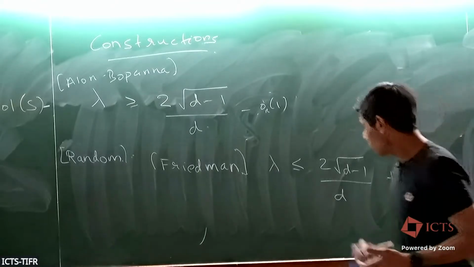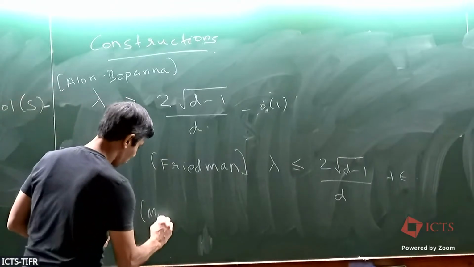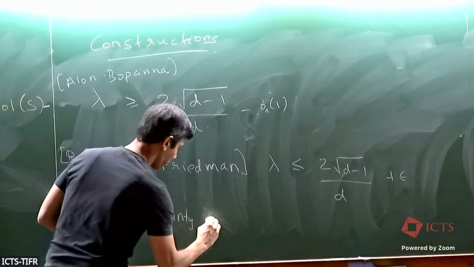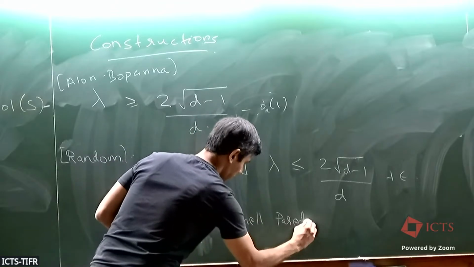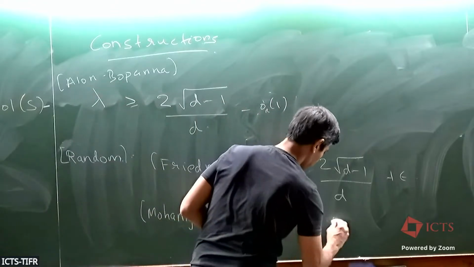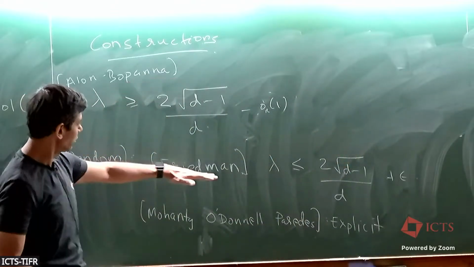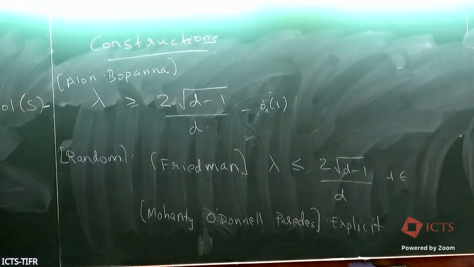And there are also some weakly explicit versions of this by Mohanty, O'Donnell, and Paredes. And in fact, there's a much simpler version of Friedman's result, which is recent, due to Chen, Garza-Vargas, Tropp, and Van Handel. But let's talk a little more about explicit constructions.